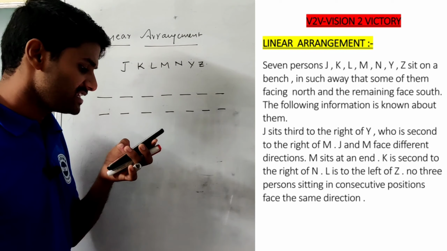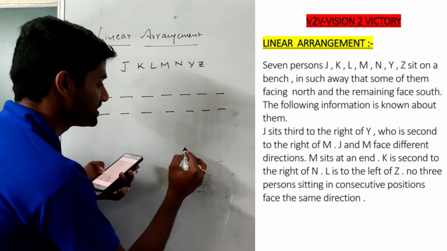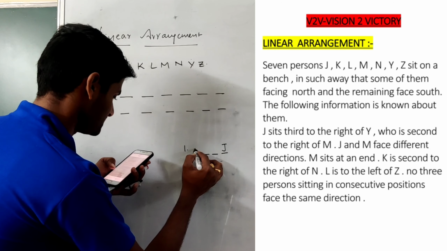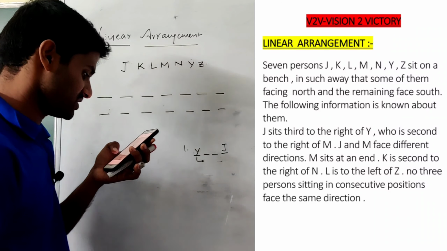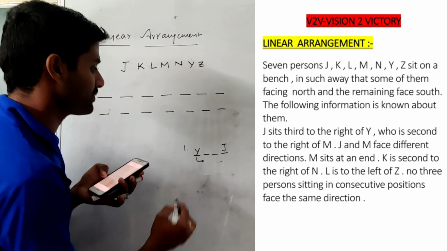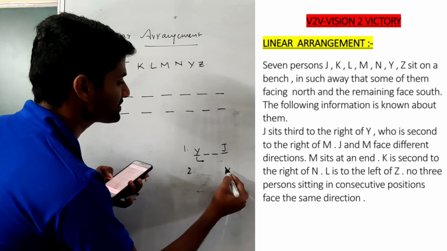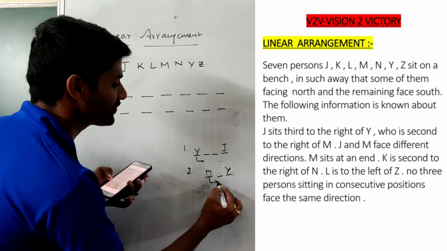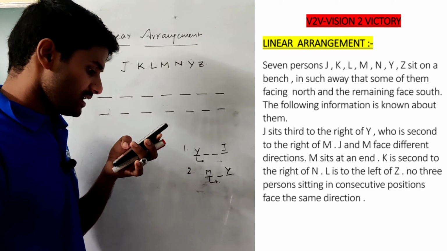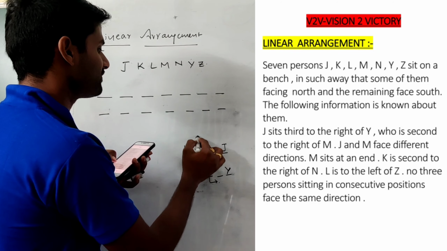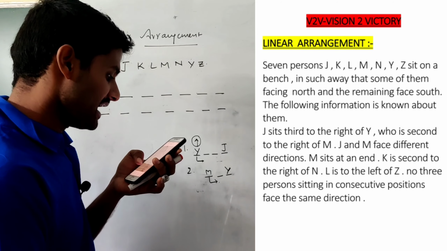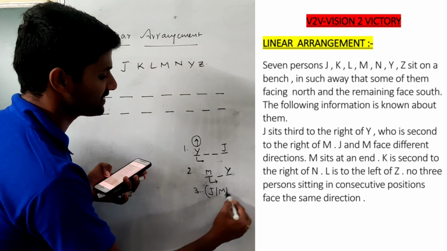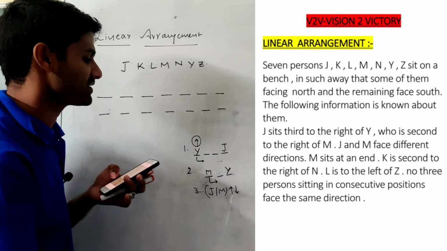So first information, J sits third to the right of Y. First right, second right, third right. That is the first information. And Y is second right of M. Who is means the previous person. And Y faces north. And J and M face different directions. Means one facing north, the other facing south.